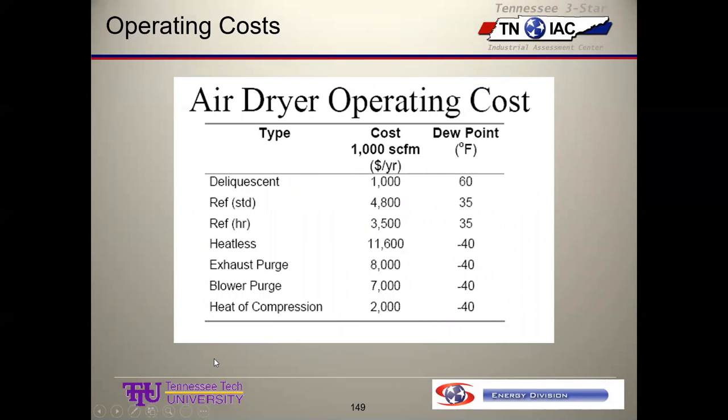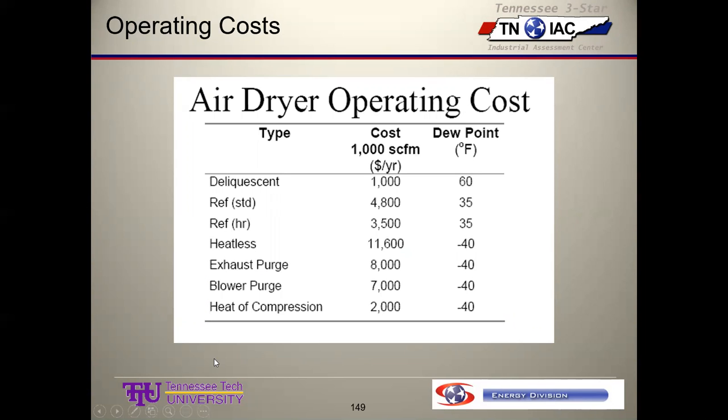Okay. This is just to give you a relative cost. Deliquescent dryers you just don't see anymore. That's an older technology. I don't know that I've ever seen those. Refrigerated standard would be ones that don't have the thermal mass, like the tank and all that, and are not as efficient. You don't see many of those anymore. The heat recovery dryers are the ones that have that tank of glycol in there, and it controls the refrigeration circuit independently of the amount of air that's being dried. And this is the cost to dry 1,000 standard cubic feet per year.